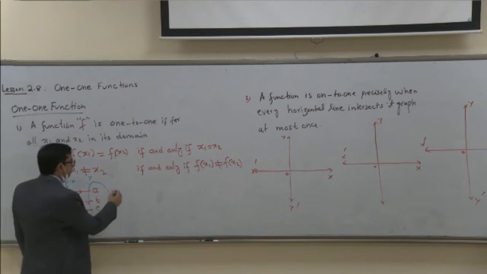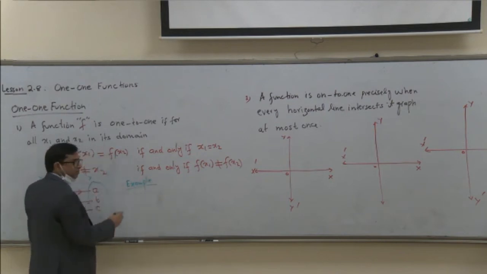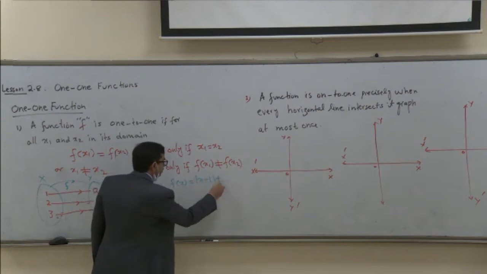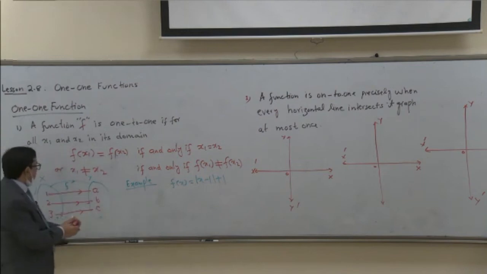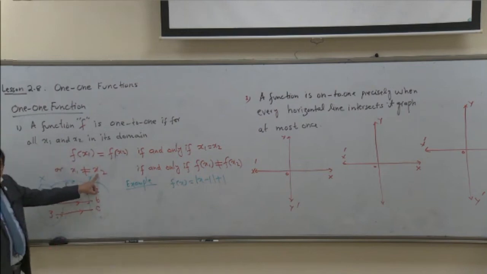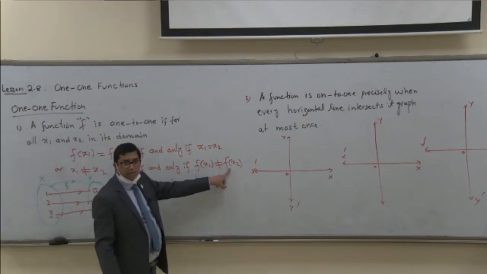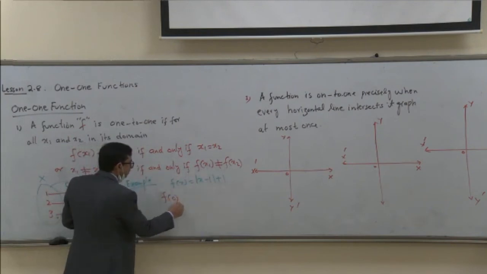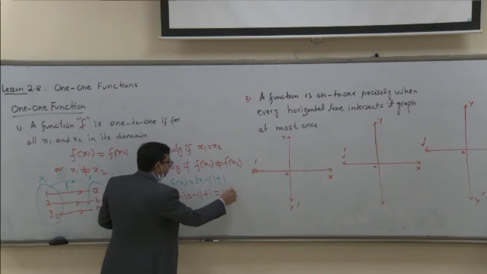Okay. For example, I have a function f(x) equal to |x − 1| + 1. Take two numbers. If two numbers are not equal, their range values should also not be equal. I'm taking two numbers here. Take, for example, 0. So what will happen? |0 − 1| + 1 is equal to 1 + 1, which is equal to 2.